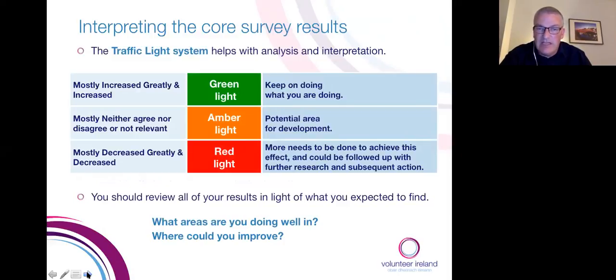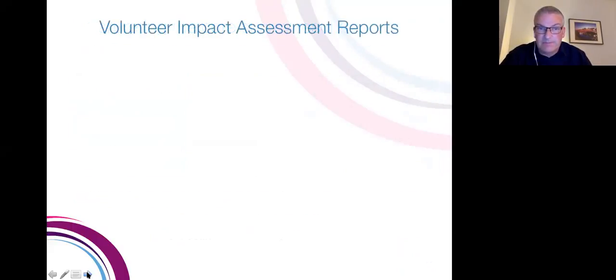so you get a green light, so it's something that you keep on doing. If people are mostly neither agreeing nor disagreeing, so they're in the middle road, it's an amber area, which is an area for improvement. And then it's a red light if it's mostly decreased or greatly decreased. So again, that's an action point. So again, it helps you in terms of something we're doing well, something where there's a potential area for improvement, or the red light areas, I suppose, are ones that we need to be quite concerned about straight away. So it makes it as simple as it possibly can in terms of when you're writing up your assessment afterwards, in terms of what we're doing well and where the areas are that we could improve.